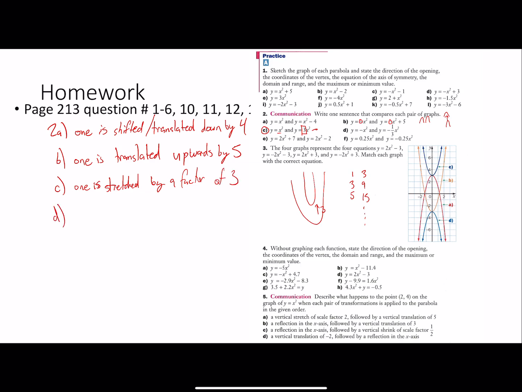Let's look at D. Okay, they're both flipped upside down, so we don't have to talk about that. But one, see this 1/3? That means that instead of the step pattern going 1, 3, 5, 7, 9, etc., the step pattern is now going to be 1 over 3, 3 over 3, 5 over 3, 7 over 3. Okay, it's going to be compressed. 1 is compressed by a third.